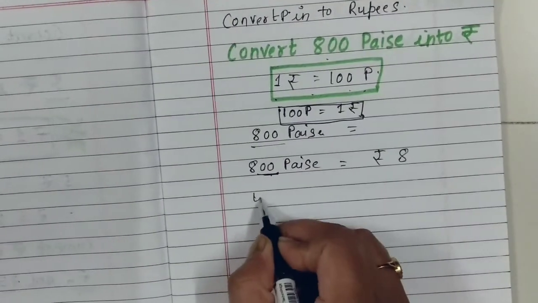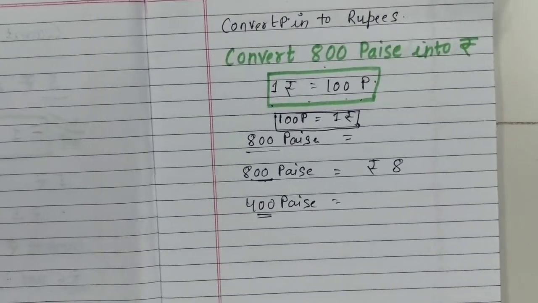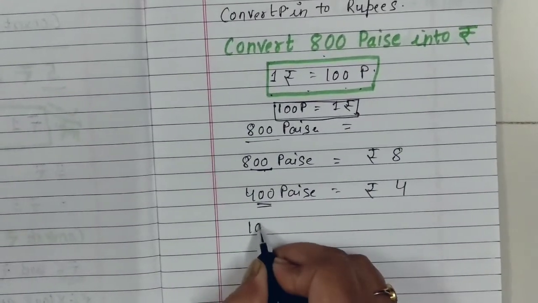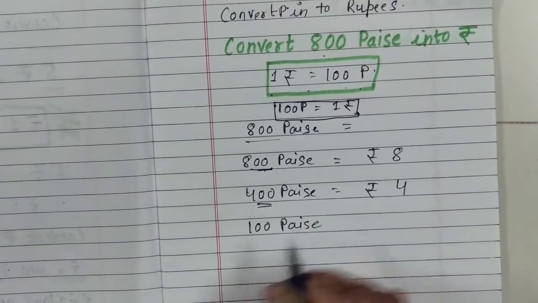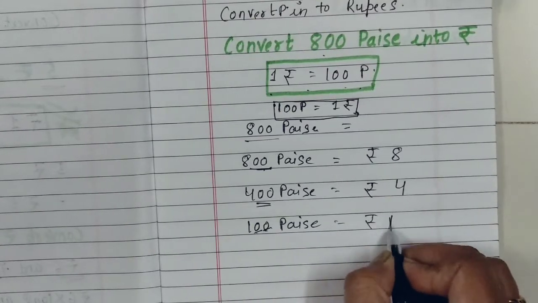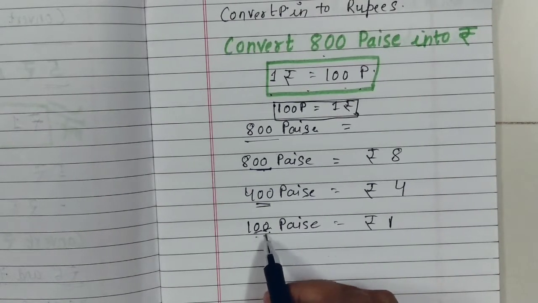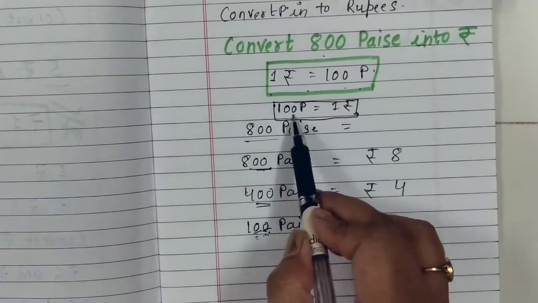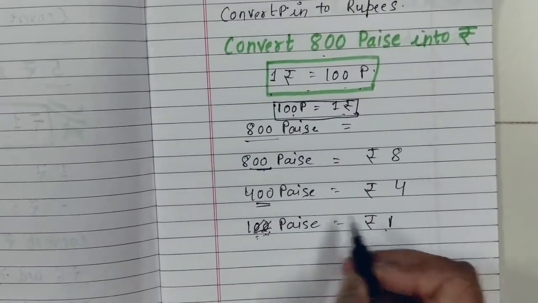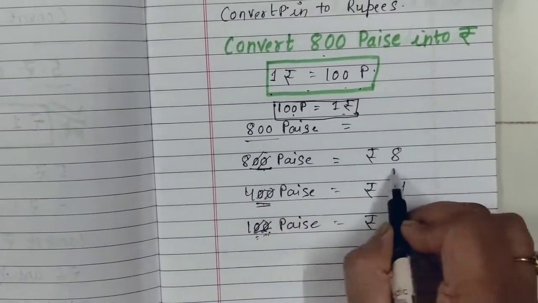If you have 400 paisa, remove 2 zeros from the right side, it will be rupees 4. If we have 100 paisa, remove 2 zeros from the right side, the remaining is rupees 1. It is very simple. You have to remove 2 zeros from the right side, because 100 paisa is equal to 1 rupee. So when you remove 2 zeros, it will be rupees 1, rupees 4, rupees 8.